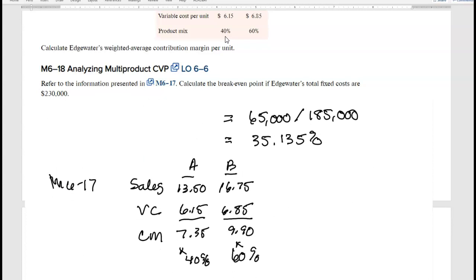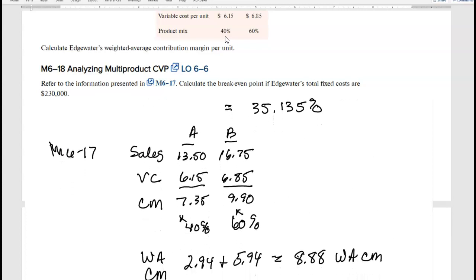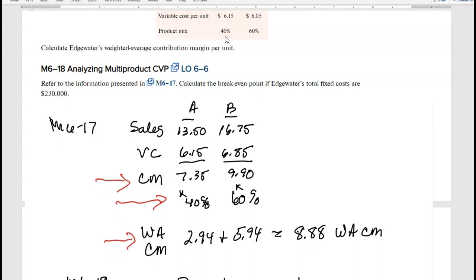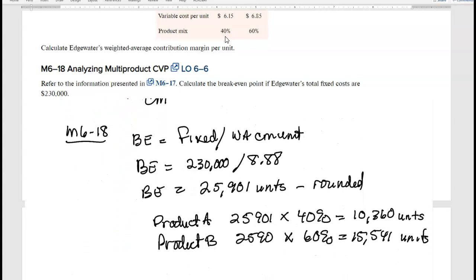So to recap that, in order to calculate a weighted average contribution margin, you first have to come up with the contribution margin for each one, multiply it by the percent, add those together, and then you get a weighted average contribution margin. Then you calculate total break-even units for the whole company, and then you multiply it back out at the 40-60 ratio to figure out how much per product.